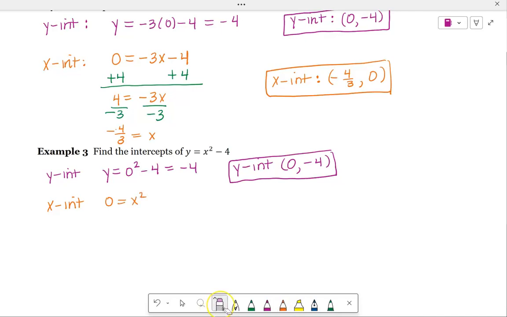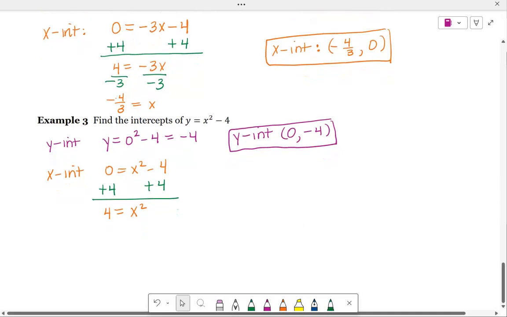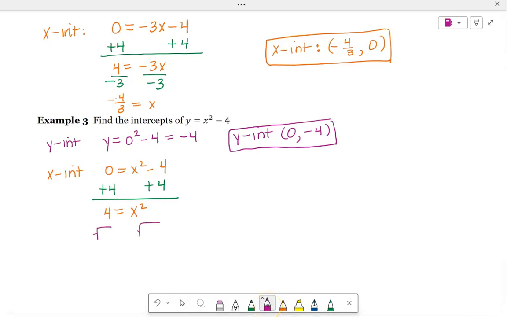Now, the x-intercept is a little more tricky for this one because I'll let y equal 0. And then when I go to solve for x, I'll add 4 to both sides. So I'm getting that 4 is equal to x squared. And what happens here is that we have to take the square root of both sides to get that x to not be squared anymore.